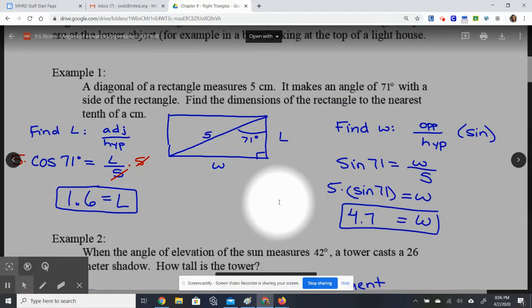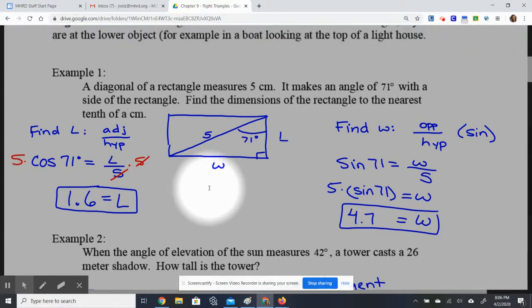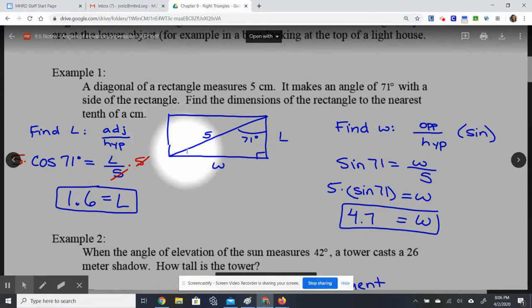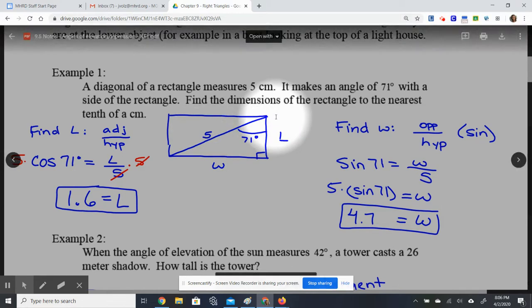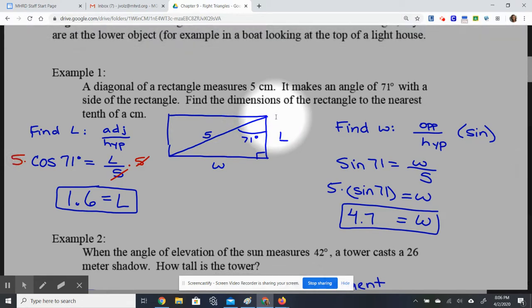So let's look at this first example. It says a diagonal of a rectangle measures 5 centimeters. I drew a little rectangle and made the diagonal 5 centimeters. That diagonal makes an angle of 71 degrees with a side of the rectangle. I chose, just because of the way that I drew this, to focus on this angle. It looked like it could be about a 71-degree angle to me, so I labeled that one 71 degrees. Find the dimensions of the rectangle to the nearest tenth of a centimeter.